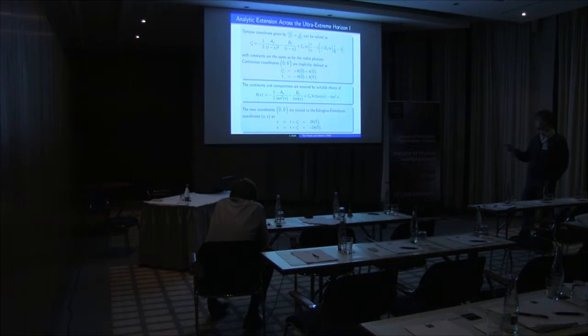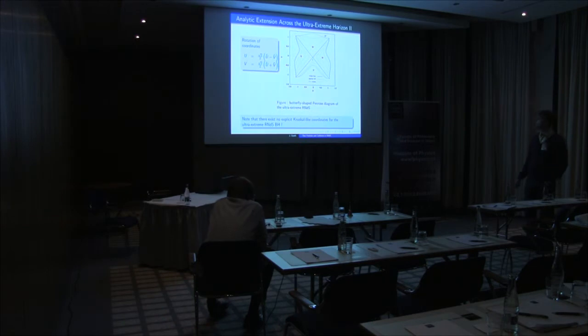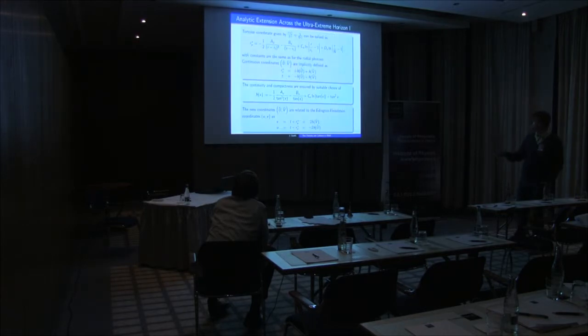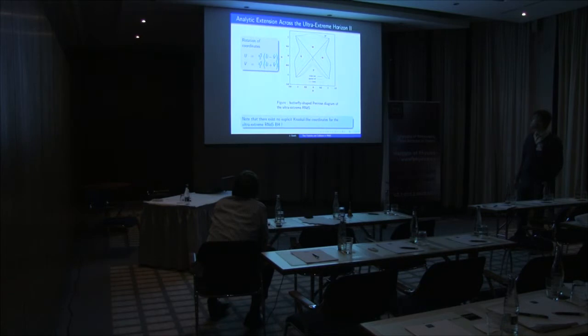So if we do this trick, we can see that the known Eddington-Finkelstein coordinates are related to the new coordinates by these relations. And if we plot the Penrose diagram, we have this kind of thing. So here is the singularity. Here we have the static region. Here is the triple horizon, the x. And here are the spatial infinities. So the butterfly shape is caused by this non-trivial function h(x).